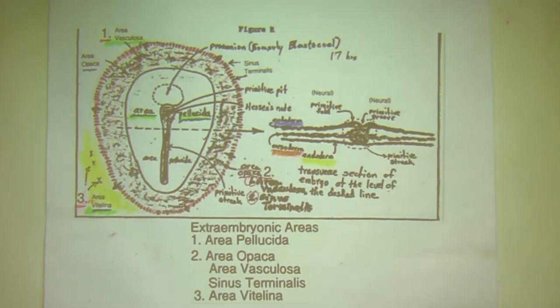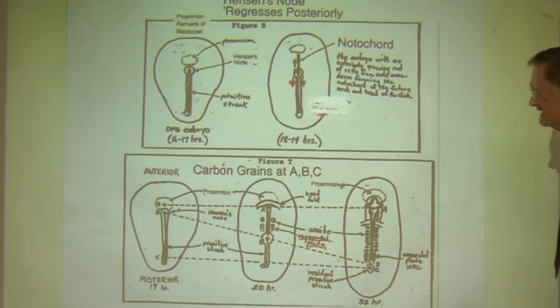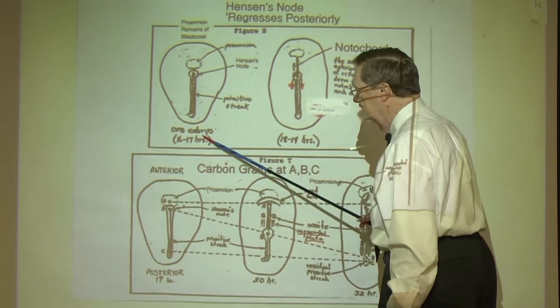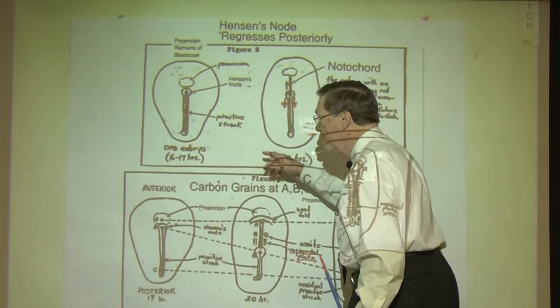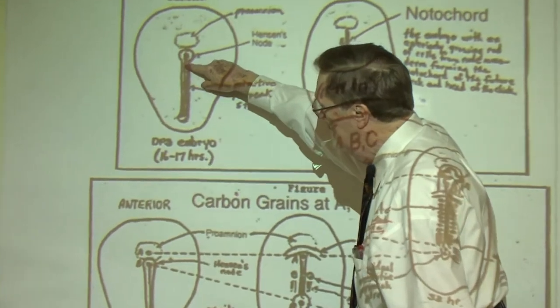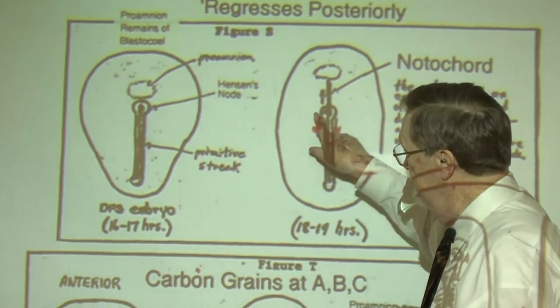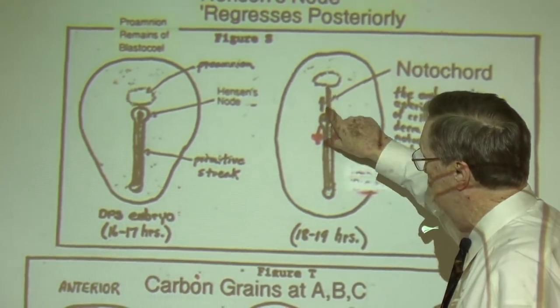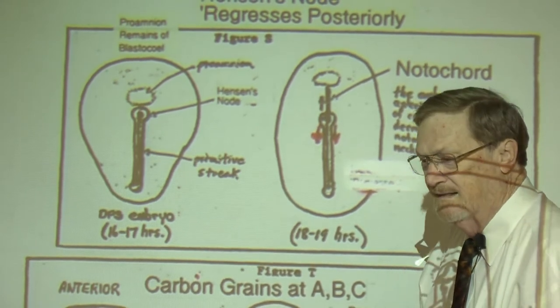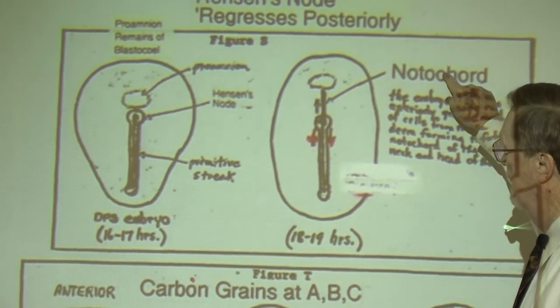We're going to watch this Henson's node regression in these cells. This is a 16 to 17 hour embryo. Here's the 18 to 19 hour embryo, but look what's happened. Henson's node will have regressed during that 2 hours or so down this far. Now, as it regresses, it pushes out the rod of tissue that is going to become that primitive skeletal apparatus called a notochord, right there.